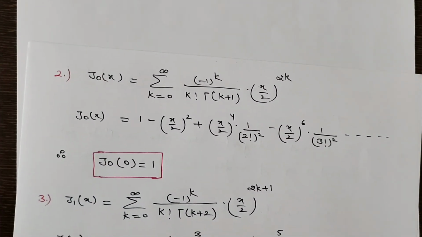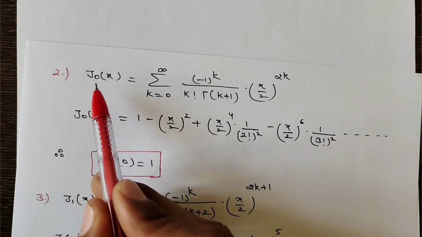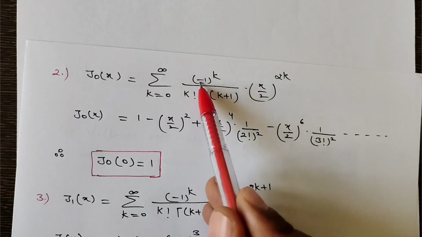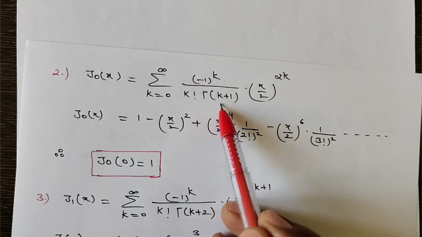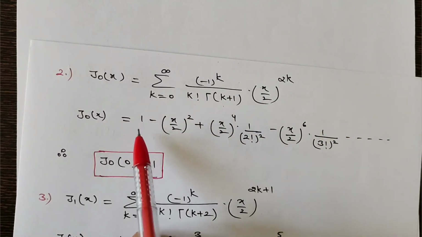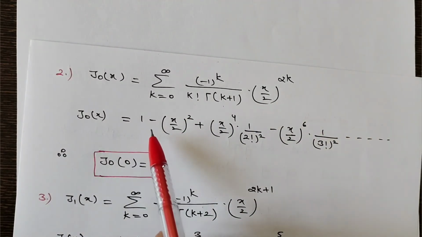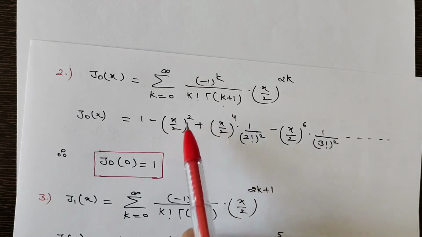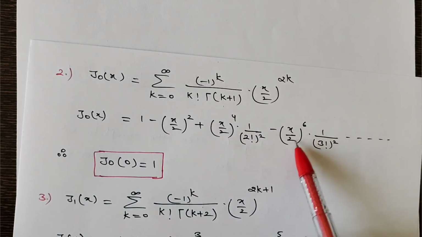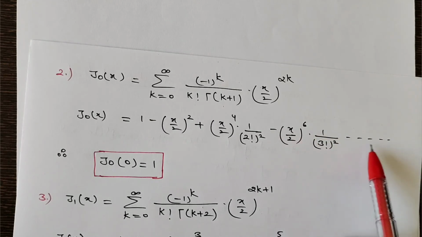the second remark. Now we know that J_0(x) is nothing but this summation over k going from 0 to infinity (-1)^k / (k! Γ(k+1)) into (x/2)^(2k). Clear? We had earlier expressed this in terms of a series like 1 minus (x/2)^2 plus (x/2)^4 into 1/(2!)^2 minus (x/2)^6 into 1/(3!)^2, and so on.